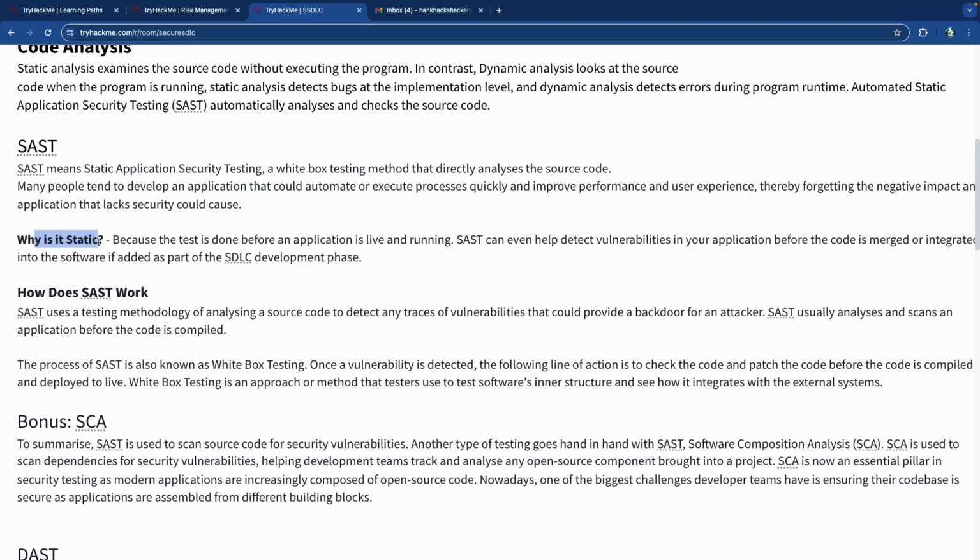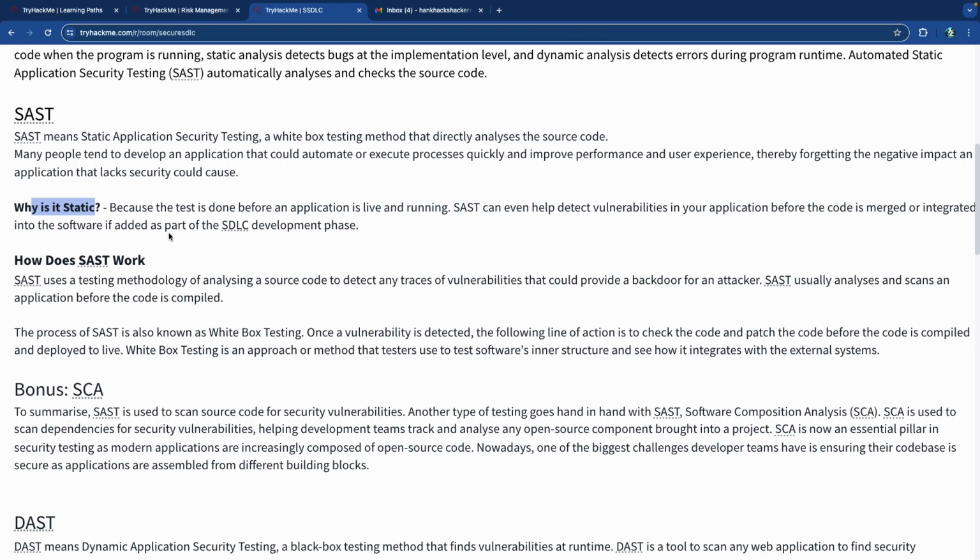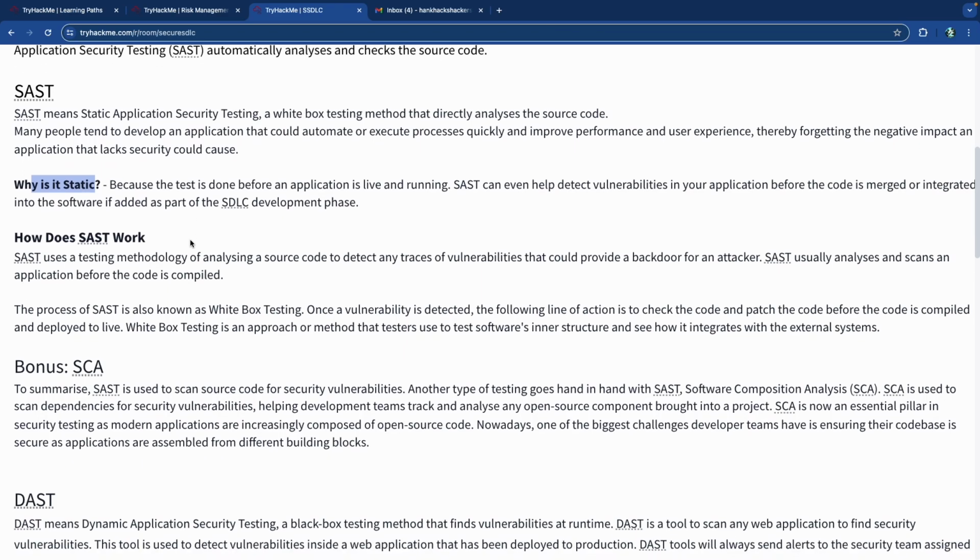So why is it static? Because the test is done before an application is live and running. So you can run all these things before the code is actually merged or integrated into the software and before you run it. So it's important to do this. It's important to do both, right? You want to do static testing and then you want to do dynamic testing.